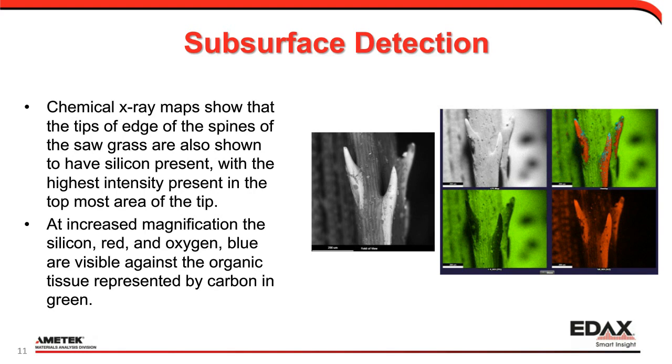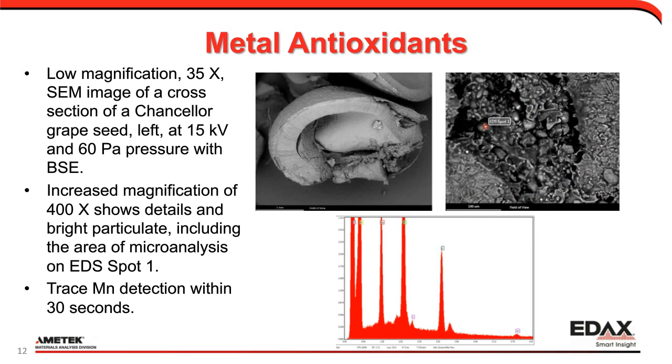The next example is looking for metal antioxidants in a grape seed. We've all heard that antioxidants are helpful for us, and they play a particular role in the body by reducing the oxidative stress on certain cells in certain areas of the body. We also see that certain seeds or certain plants are high in antioxidants. So I decided to look further into that.